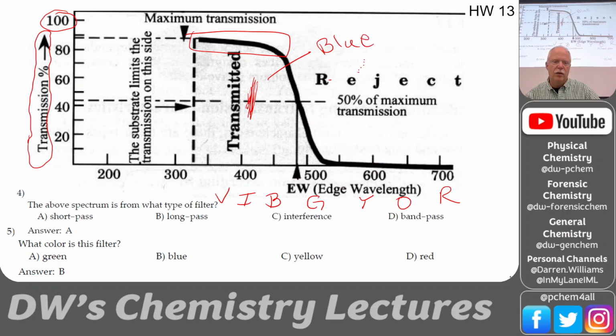Okay. And so what color is this filter? It's blue because that's the only light that's transmitted through that filter. Okay. So the above spectrum is what kind of filter? Well, look at the wavelengths. These are the shorter wavelengths, and these are passed. So the short wavelengths are passed, and so this is a short pass filter.